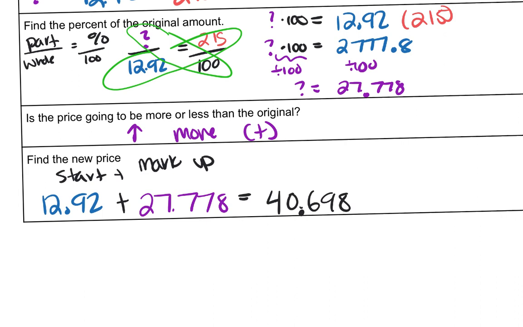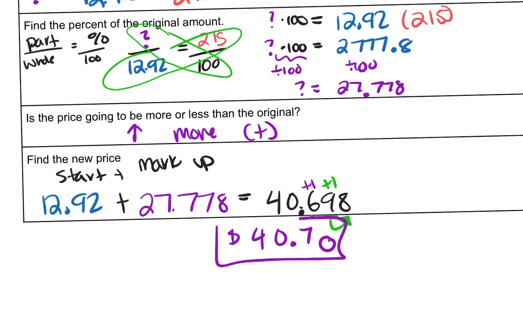And money rounds to 2 decimal places. So 1, find your place, look next door. Is it 5 or bigger? Yeah, 8 is bigger than 5, so I'm going to add 1 more to the 9. It becomes a 10. I have to carry the 1 over to the next place value. 1 plus 6 is 7. So they will sell that for $40.70.